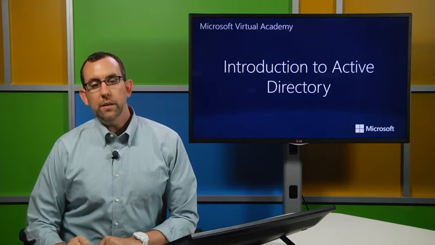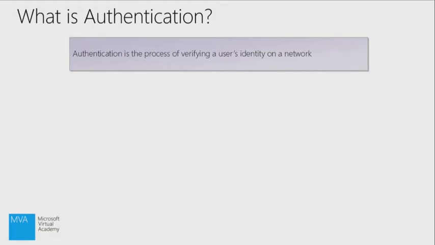We start off with authentication and what it is. Authentication is the process of verifying a user's identity on a network. A good analogy: a passport, a driver's license. I want to make sure you are who you say you are. A passport is exactly that. It's a way for me to say, who are you? You can tell me all you want, but that passport provides me with proof.